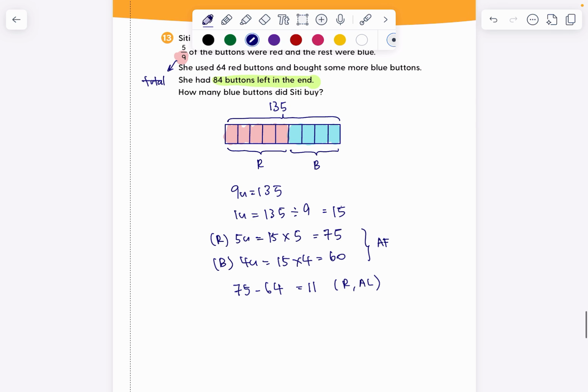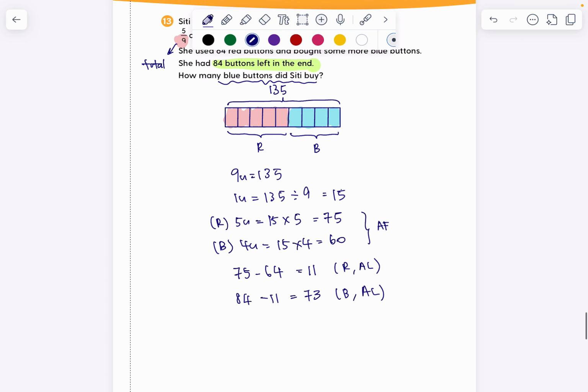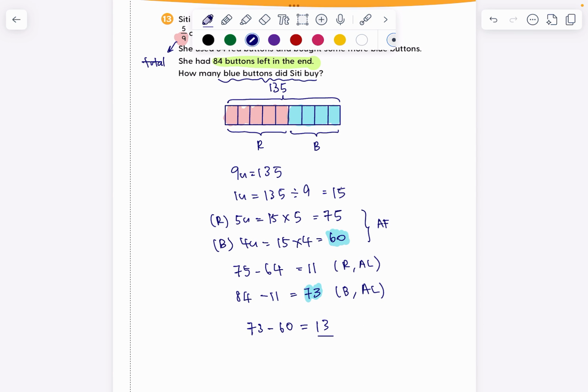So since we have 84 in total in the end, and we have 11 red in the end, we know that 73 of them are blue at last. So we are interested to find out how many blue buttons City bought. Since we have 73 blue buttons in the end, and we have 60 at first, the number of blue buttons that were bought will be 73 minus 60, which is 13, and this will be the answer. City bought 13 blue buttons.